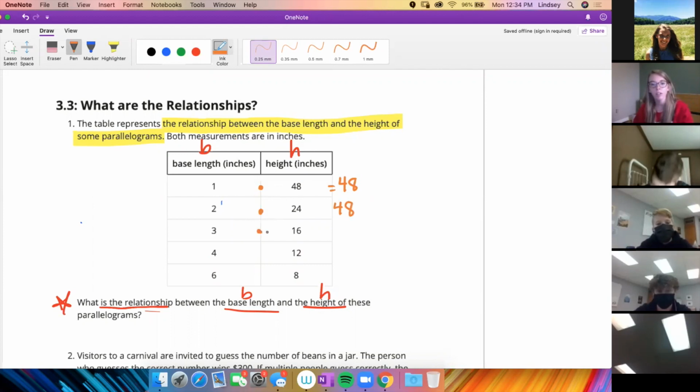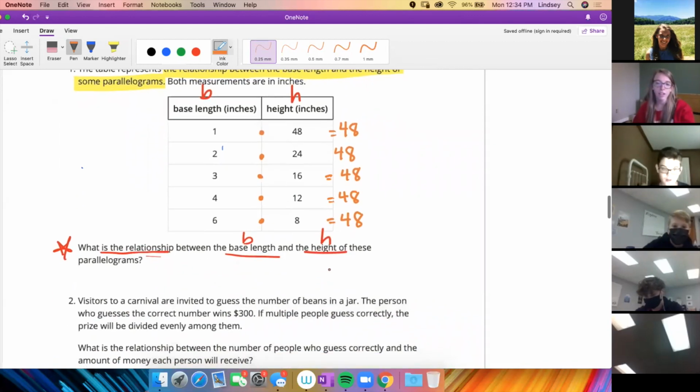Did that work? Is that true? All right, good. Is that true for all of them? Class? Yes, it is. It worked for all of them. So that is the relationship. We found the pattern. Now we can take that and form it into a relationship. So how can we write this so it is true for any base length or any height? What could the equation be for any base length or any height?